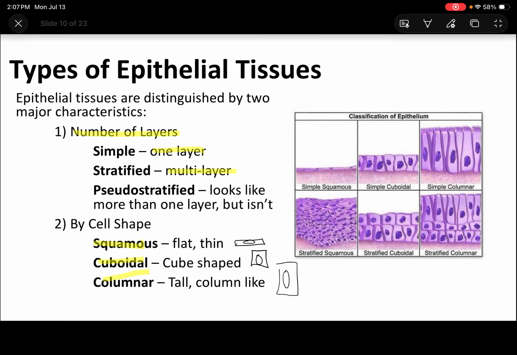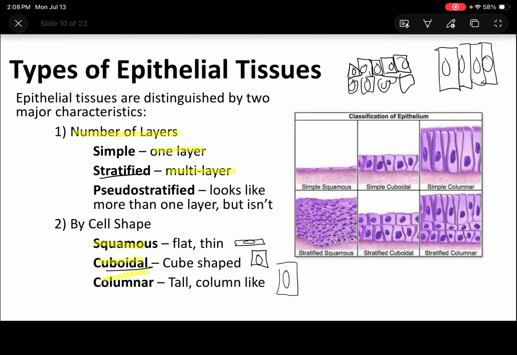So if I told you to draw a stratified cuboidal epithelial tissue, you would think stratified, so I'm going to have multiple layers. Cuboidal means square, so I draw a bunch of squares on top of each other in multiple layers. If I asked you to draw simple columnar, you would draw a single layer of column-shaped cells. So this is the major, most basic distinction between the different types of epithelial tissues. And if you go on to take classes in anatomy and physiology, you'll learn some more specific names and some more specific functions for these types of epithelial tissues.